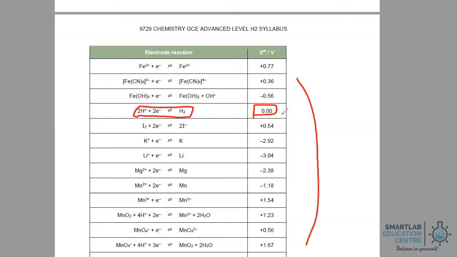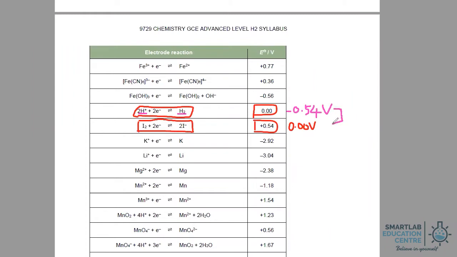Meaning to say, if we were to change the reference electrode, say for example, to use iodine and iodide as the reference electrode, which is currently plus 0.54 volt, then their values will become 0.00 volt. In this case, the half equation of H plus and hydrogen would in fact be negative 0.54 volt, as the difference between the standard electrode potential values still remains 0.54, with the case of iodine and iodide being higher.